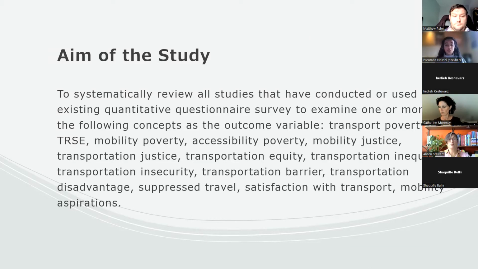There are quite a few concepts, because I think all of you are somewhat familiar with how concepts like transport poverty or transport-related social exclusion, mobility poverty, transportation justice, transportation equity, or transportation insecurity, all these concepts are often used interchangeably across academic literature, and different studies have defined these concepts in slightly different ways. So there are a lot of concepts that are somewhat similar or fall within the realm of our study. That's why we considered all these different types of concepts and tried to do a systematic review and find out how academic literature has tried to address these concepts through quantitative questionnaire surveys.